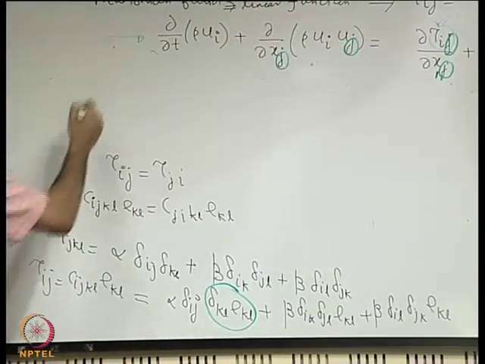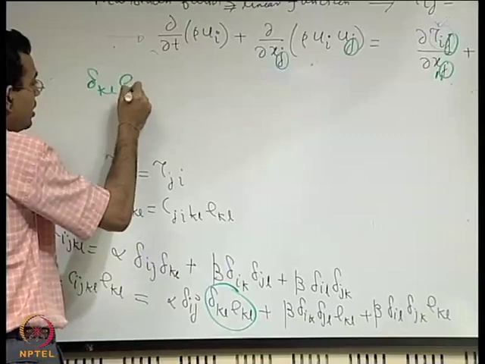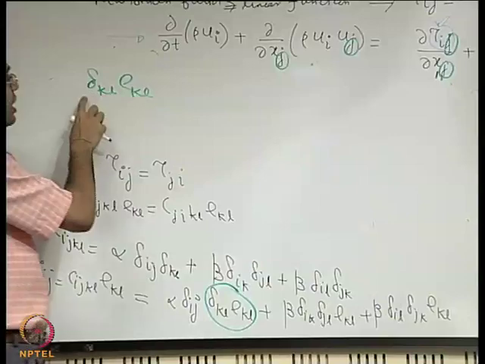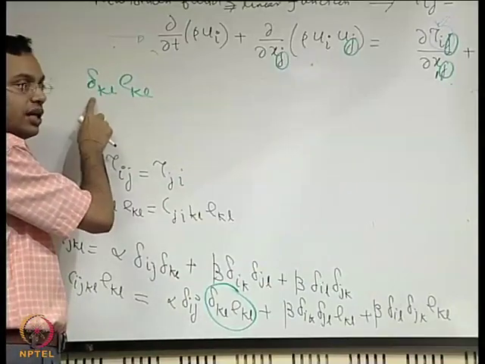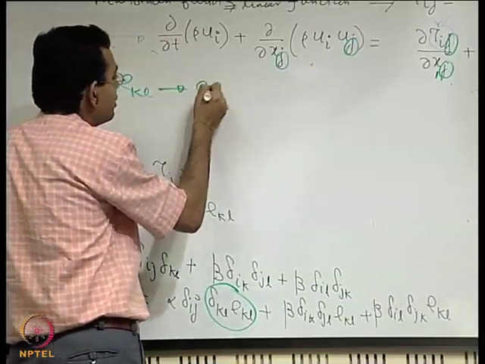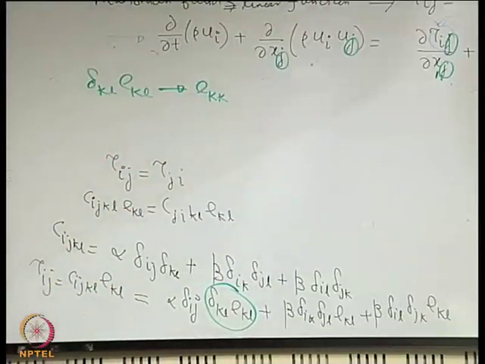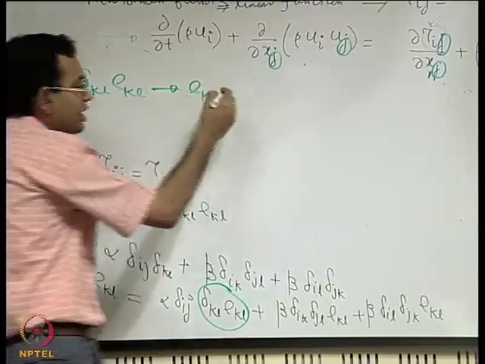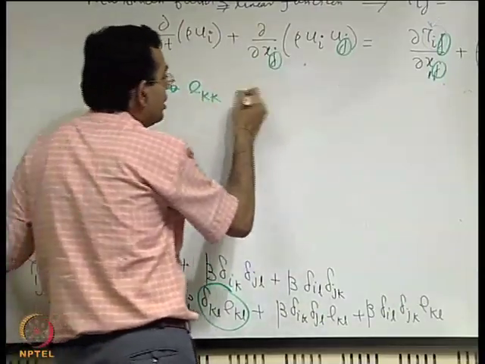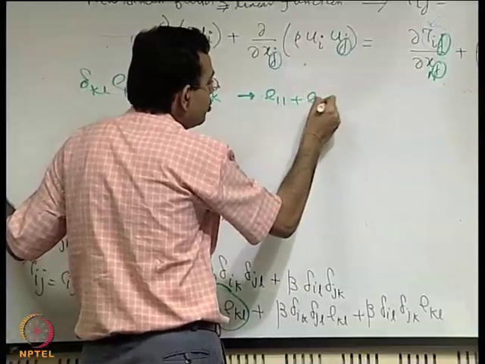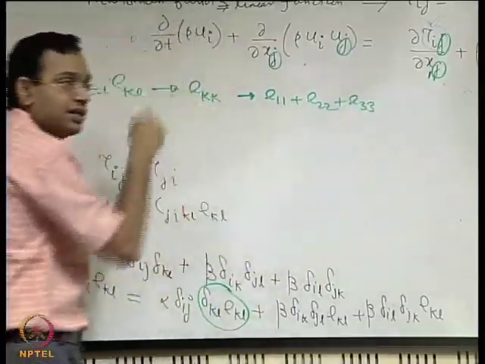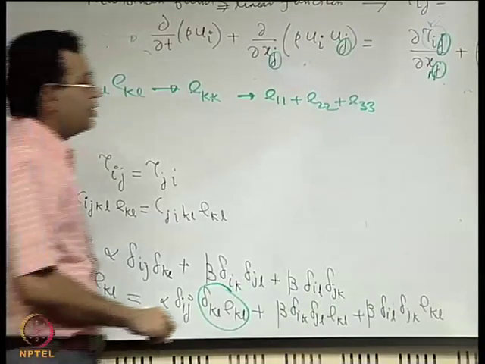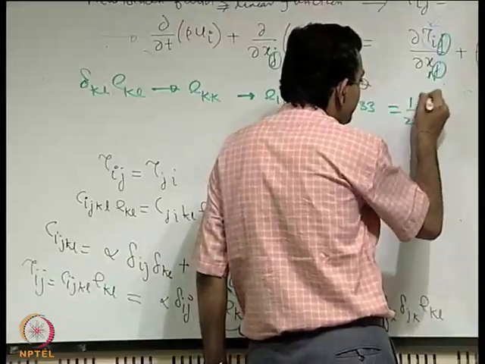So, delta kl Ekl, how do you write it? You have to keep in mind that this delta is 1 only when l equals k. So, this you can write as Ekk or Ell, right? Because in all other cases it is 0. What is this actually? This is again not one term, it is E11 plus E22 plus E33, because it is a repeated index. So, you have a summation basically. So, what is E11 plus E22 plus E33? Let us just write it.